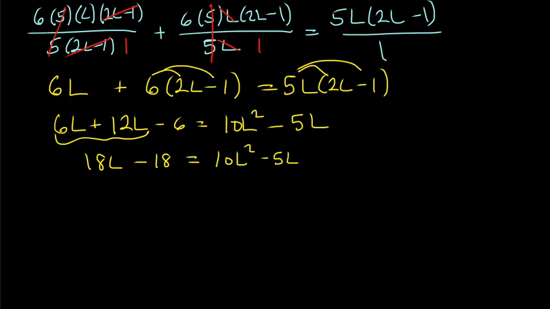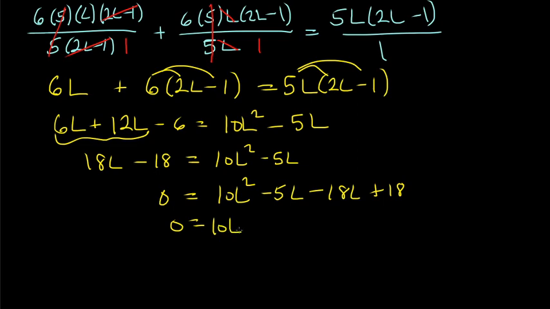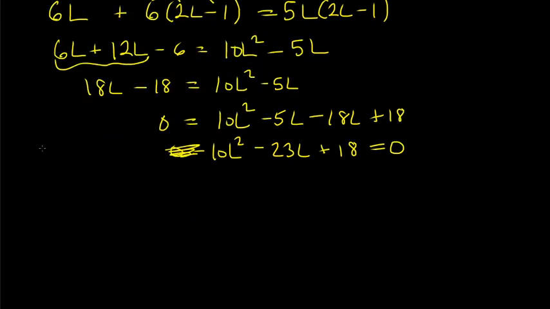So I'm just giving you a moment to think about that. Right, this is going to be a quadratic equation. So let's get 0 on the left. 10L squared minus 5L minus 18L plus 18. So that's going to be 10L squared minus 23L plus 18, which is a quadratic equation. Right, and yeah, normally the 0 is on the right, so I'll put it on the right here. Ignore that. So we have to solve this quadratic equation.